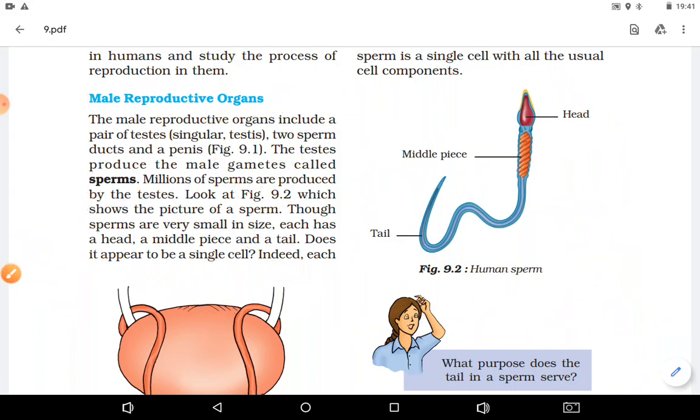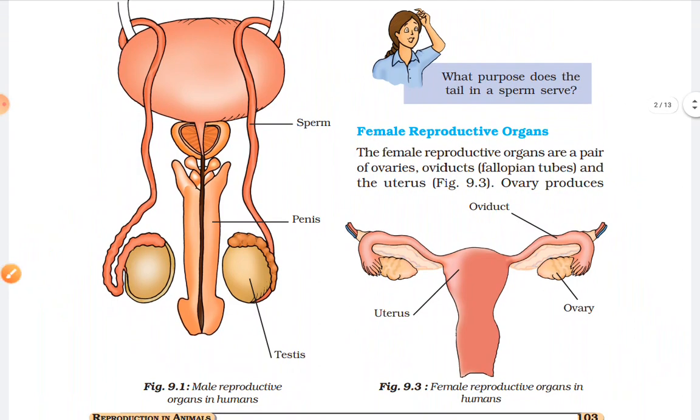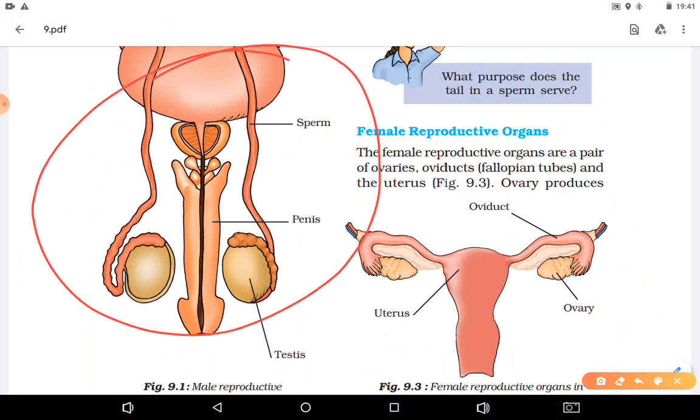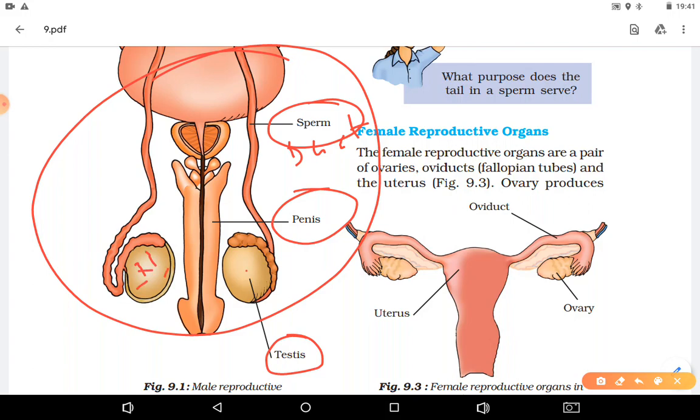Then we have studied the male reproductive system. This is the structure of the male reproductive system. The testes are there, the penis is there, the sperm ducts are there. The testes produce the sperm. This is the pathway from where they come, and then they enter into the structure known as the penis. From here they go out.